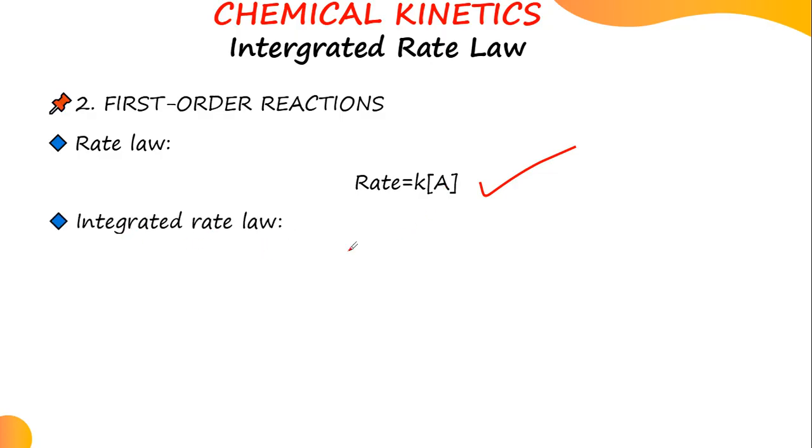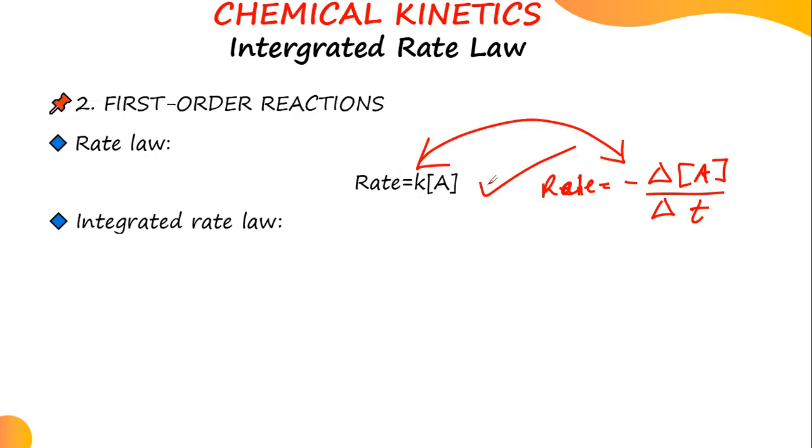Now, what about the integrated rate law? Here also, they had to integrate. They had to get the reaction rate. If you remember, rate is equal to the negative change in the concentration of A over the change in time. So they used these two, and then they integrated the rate law as well as the reaction rate. After doing the integration, that's why it's called the integrated rate law.